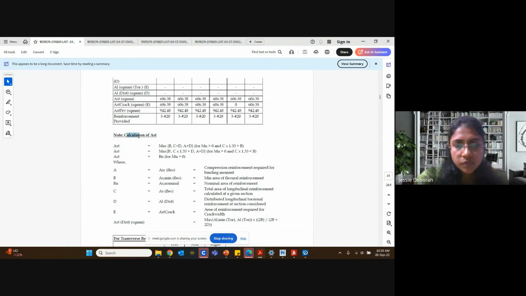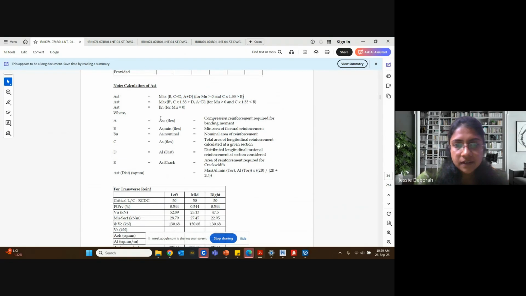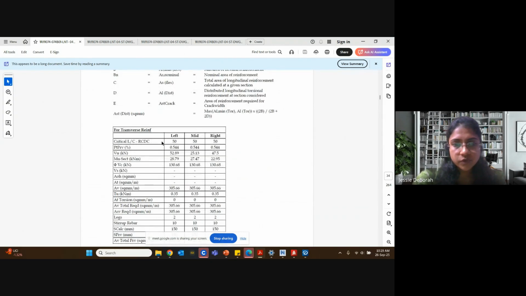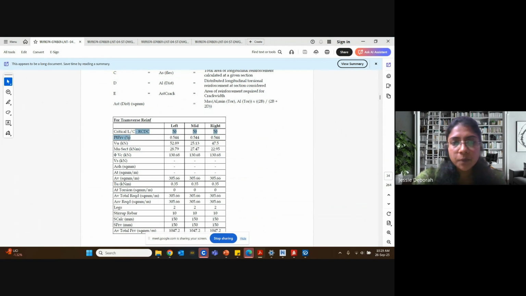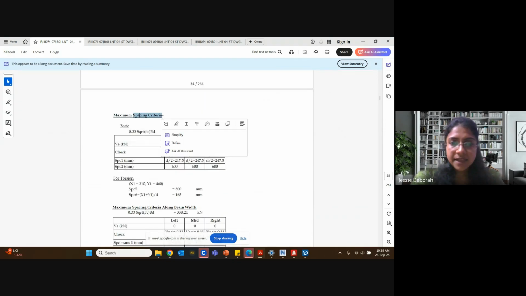Okay, so now we are going to calculate AST. Maximum length, area of steel minimum, and area of concrete, flexural compressive reinforcement required for bending. So that is what we will consider. For transverse reinforcement we will consider our critical L by C in RCDC. This PT, the percentage of steel in our bar, we are seeing. This will help us calculate the shear and moment also. Based on that we will calculate the maximum spacing criteria.